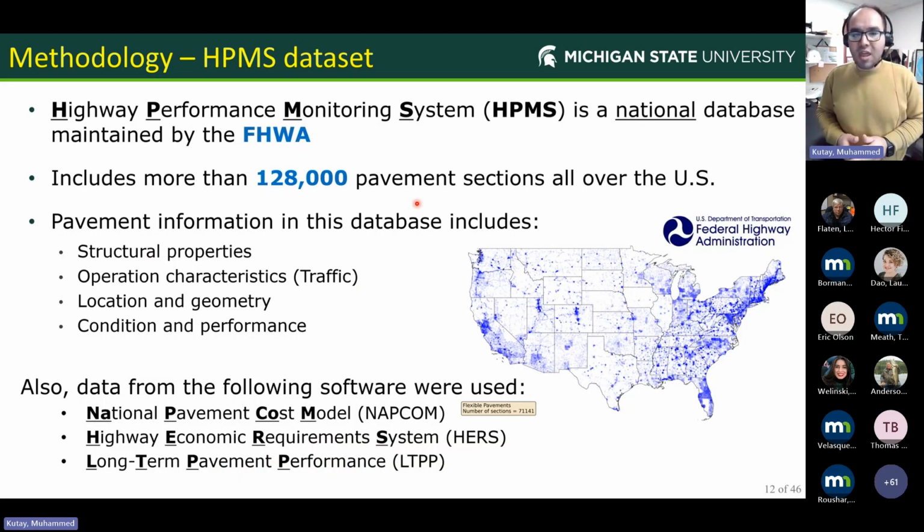So first, let's talk about the HPMS. HPMS is a big data set of more than 128,000 pavement sections all over the US. You can see the spatial distribution on this picture here. We are using the HPMS for creating inputs to run the UPDAPS and UPDAPS-Flood models. In case we need information that is missing in the HPMS, we are using the NAPCOM, HERS, and LTPP datasets to complete the inputs for the mechanistic-empirical design.